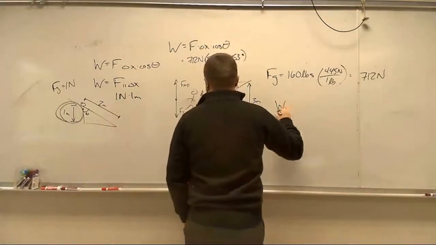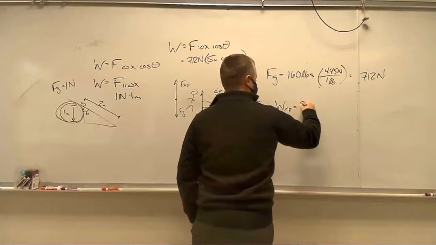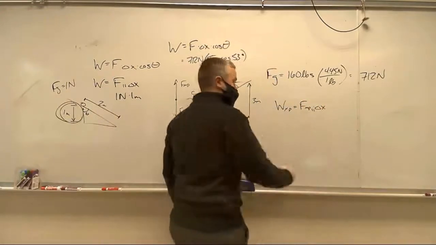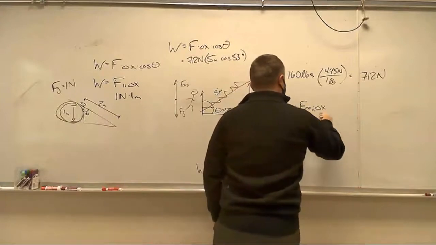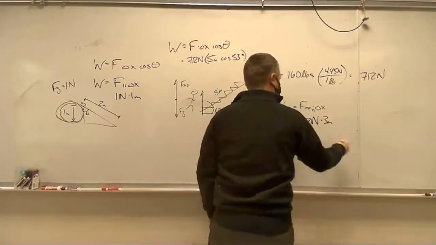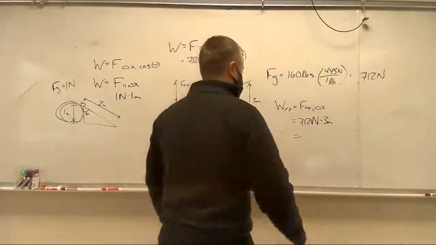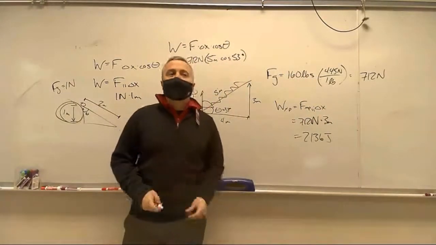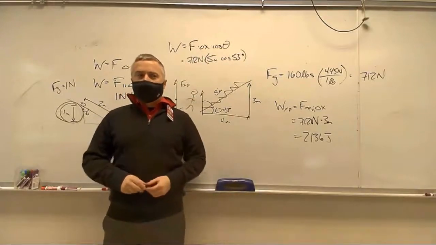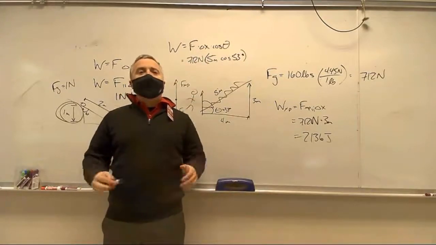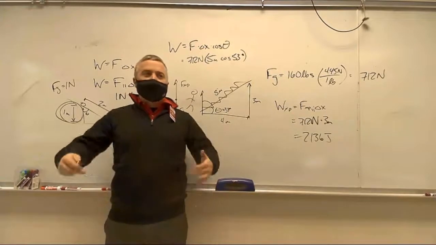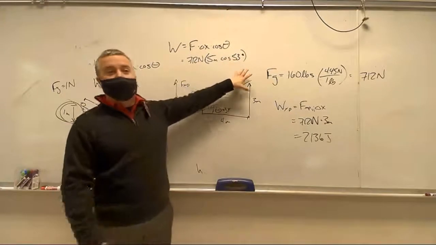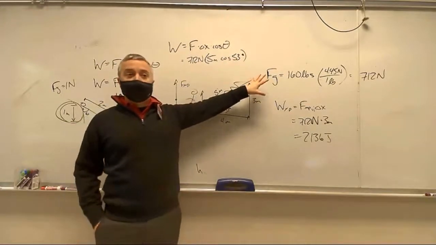The work done by muscles on person is equal to force of muscles on person times the displacement that is parallel. So 712 newtons times 3 meters, or 2,136 joules. Questions about that? If I told you this again, or if I asked you something similar to this, give me a 1 to 5: how comfortable do you think you would be to figure out how much energy you spend going up the stairs?